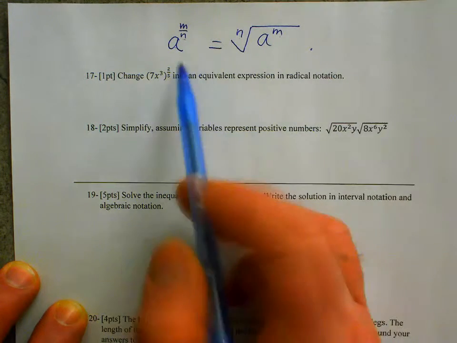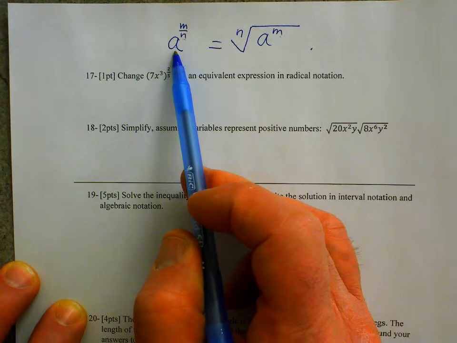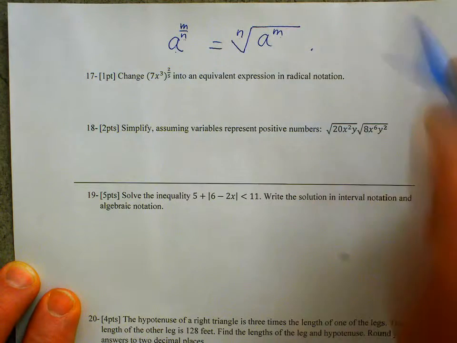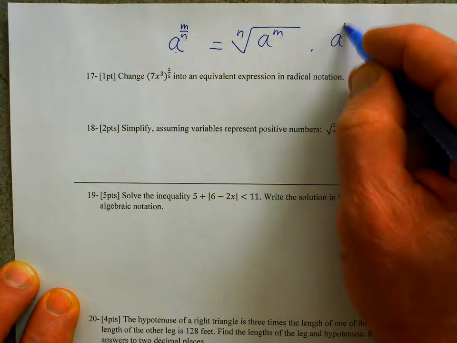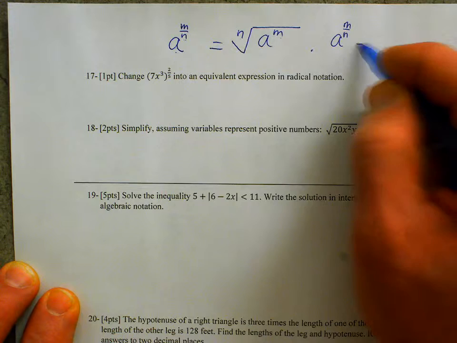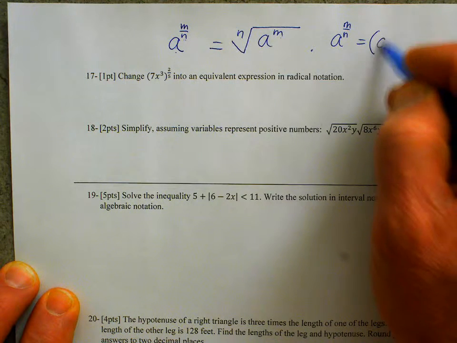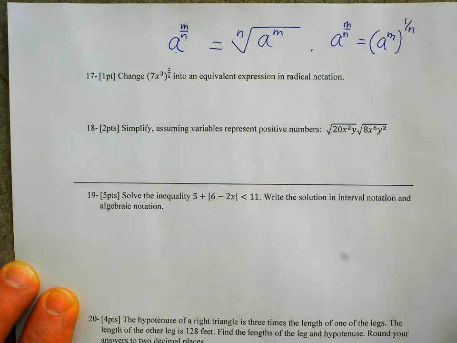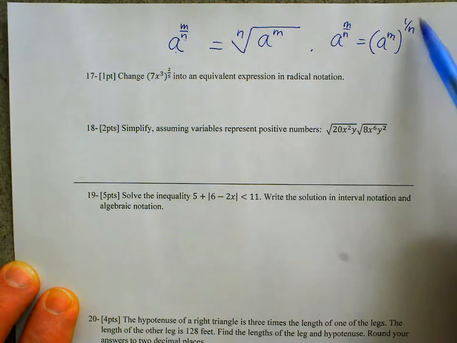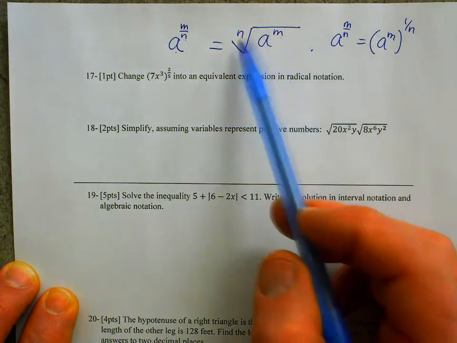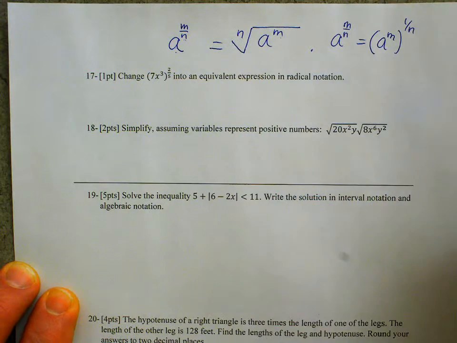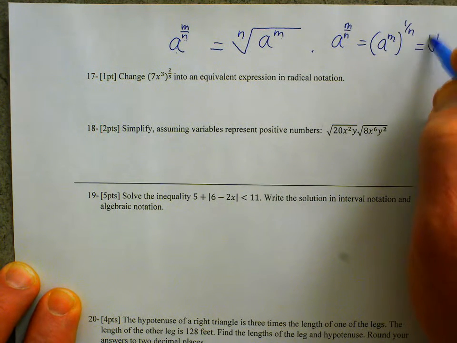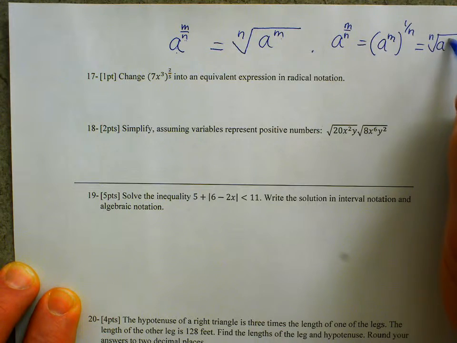Okay, so another way to view a to the m over n is a to the m to the 1 over n. And anything raised to the 1 over n can be written as the nth root of a to the m in radical form.